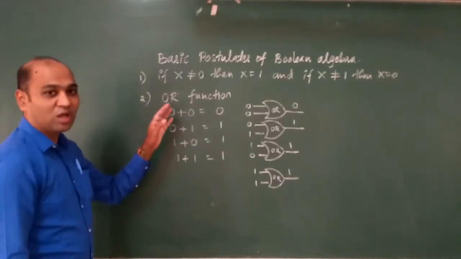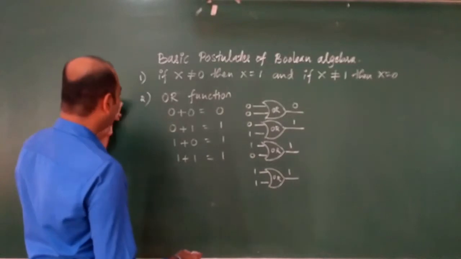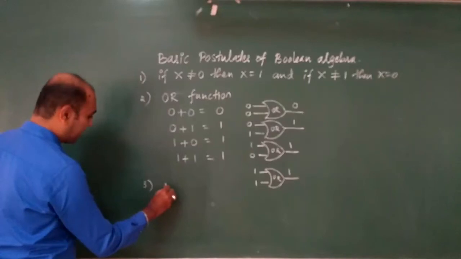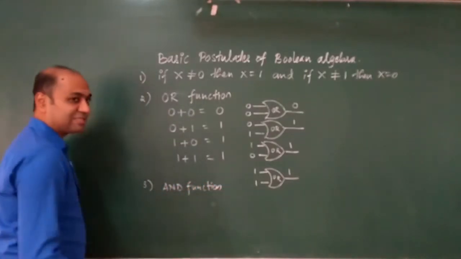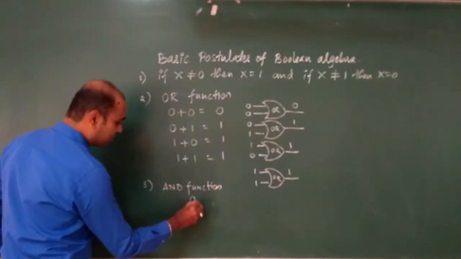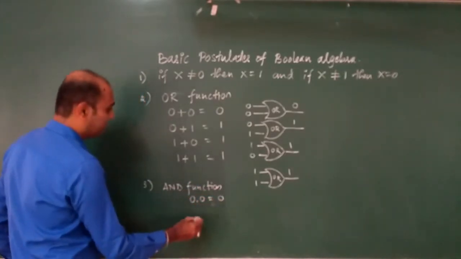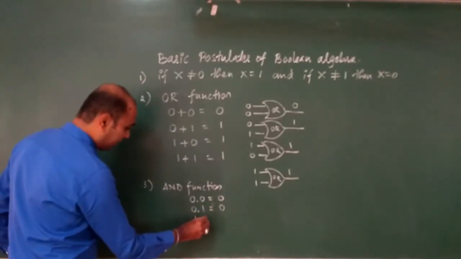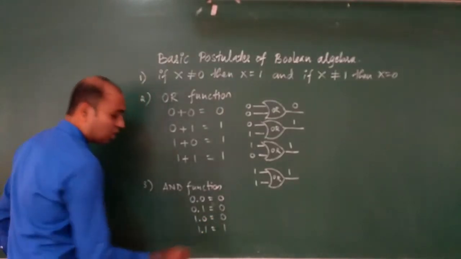So next we'll move on to the AND function or AND relation. Here I am going to write the third one. AND is nothing but logical multiplication. Here we can write 0 dot 0, that is 0 into 0 is equal to 0. Next, 0 into 1 is equal to 0. Then 1 into 0 is equal to 0, and 1 into 1 is equal to 1.